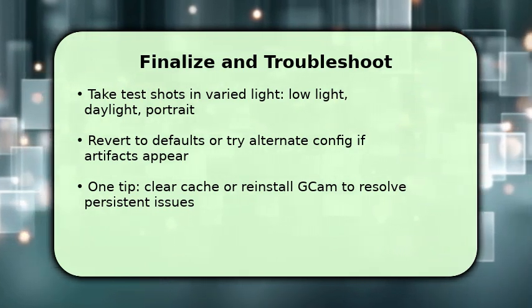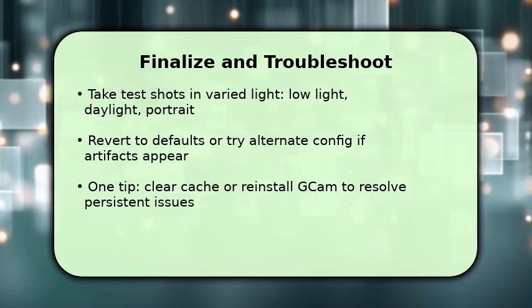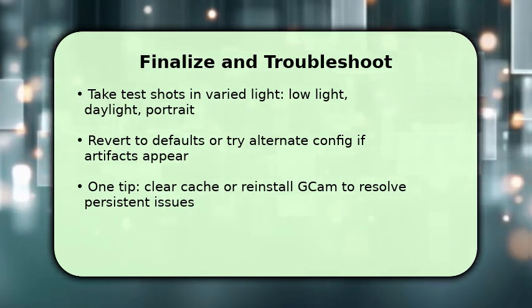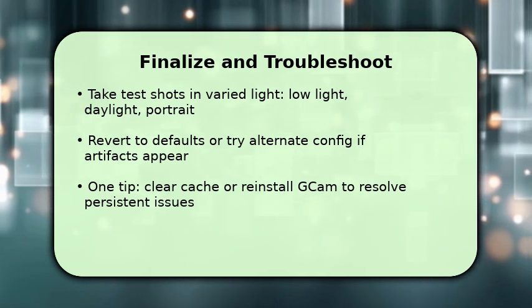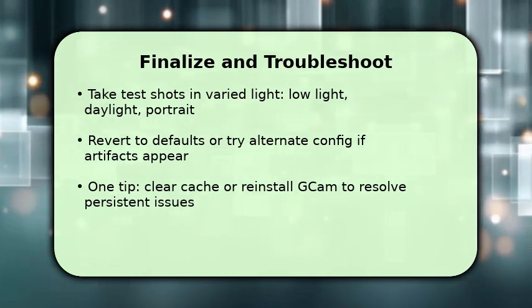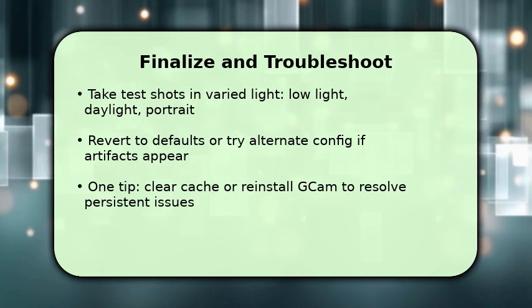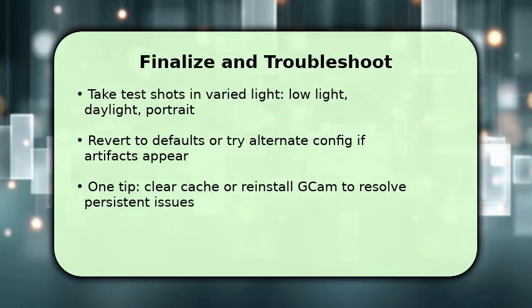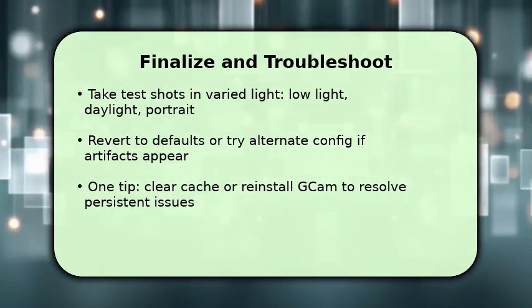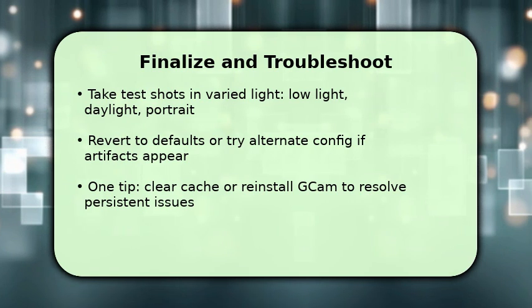Small issues often mean a mismatched config or conflicting in-app toggles. If severe problems persist, revert settings to default or try an alternate XML optimized for your sensor. As a key troubleshooting tip, clear Gcam cache or reinstall the APK to resolve stubborn errors, and ensure.